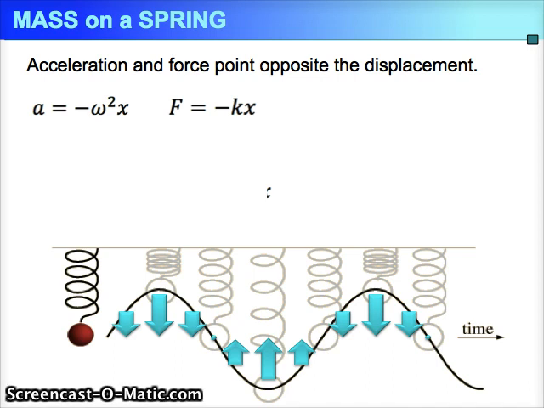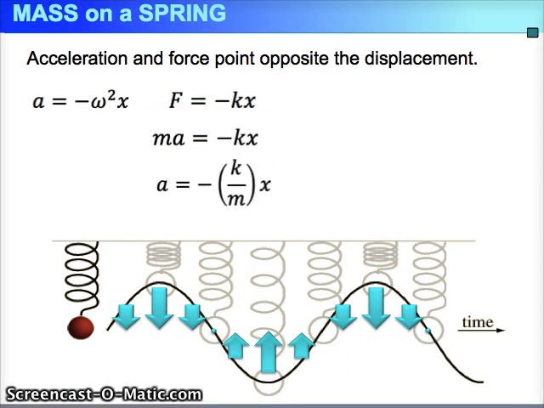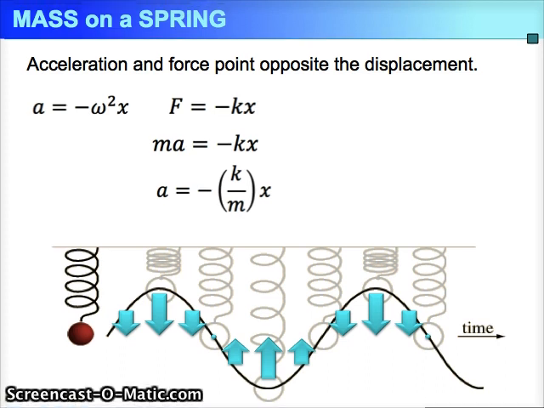So if I start with the formula F equals negative kx, and I make just a simple substitution, F equals ma, and then rearrange things a bit, we can see that the acceleration is in fact related to x in the way that we have talked about before. It has that negative times a constant times x relationship. And so by just matching up parts, we can see that the value of omega squared must be equal to k over m.